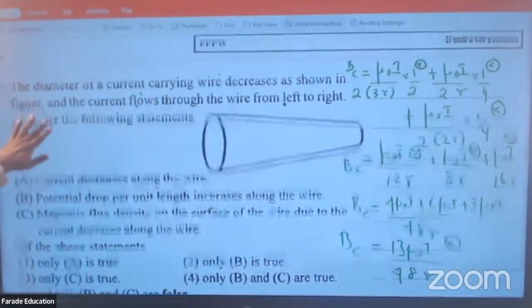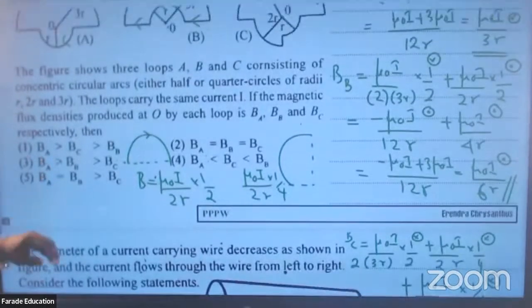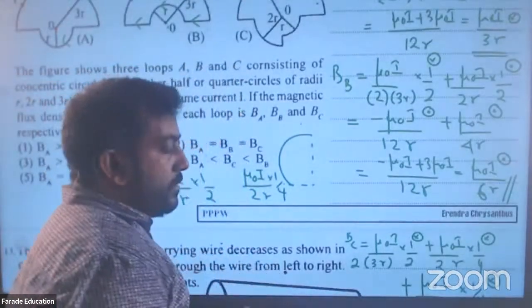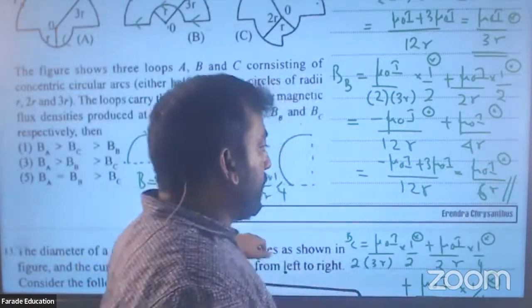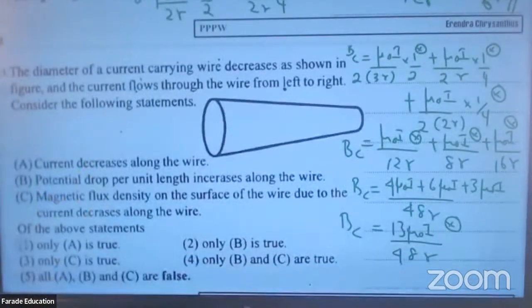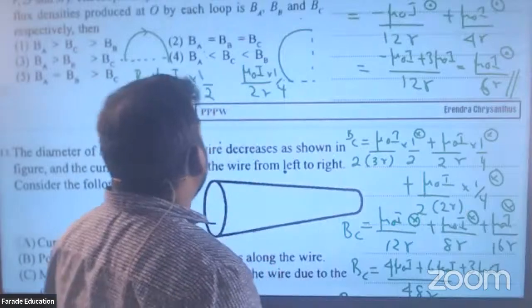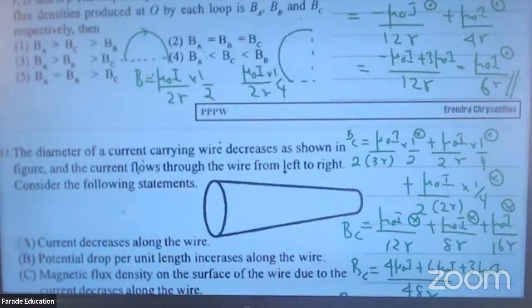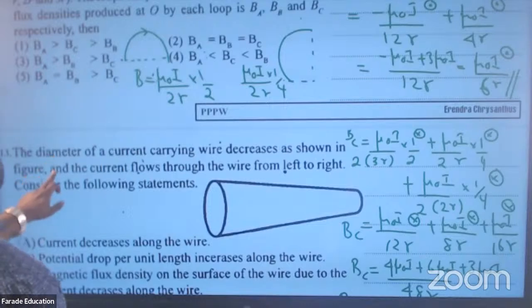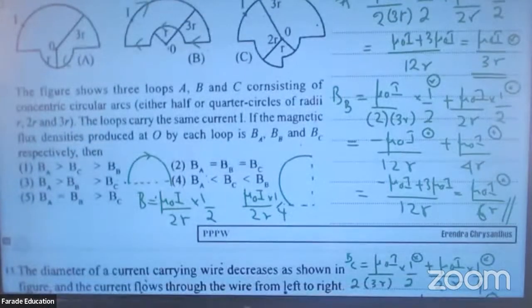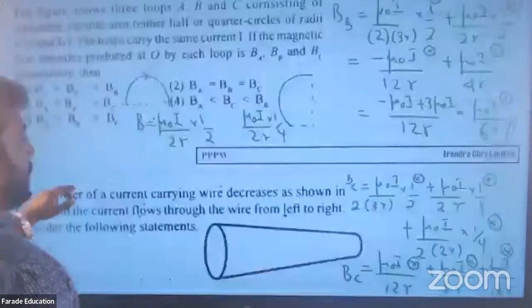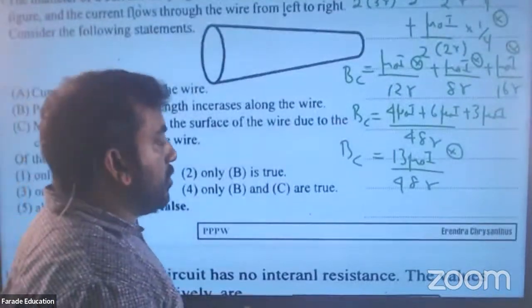So what is your resultant magnetic field strength? A is mu naught I over 3R. B is mu naught I over 6R. C is mu naught I over 48R. Don't need to calculate. When the denominator gets bigger, the value gets smaller. So what can you say? BA larger than BB larger than BC. But let's calculate this ratio a bit.